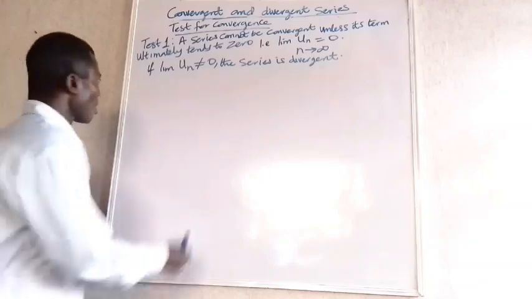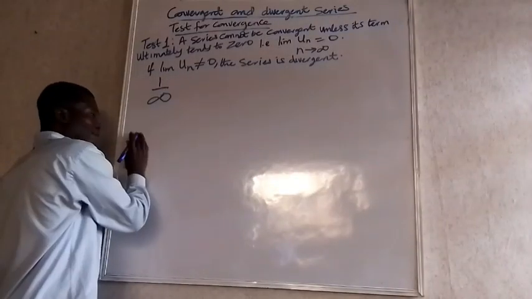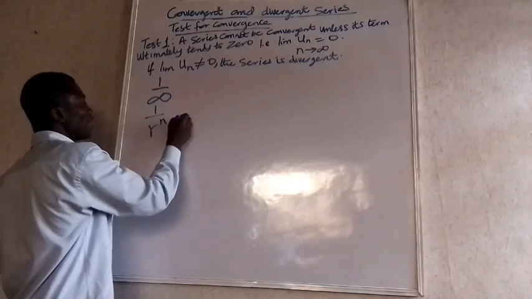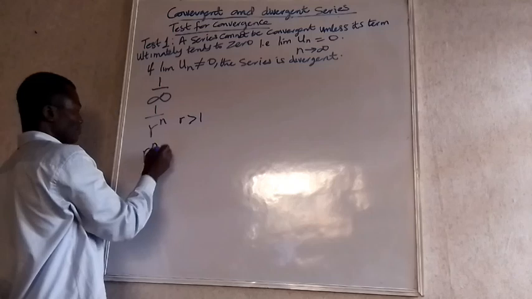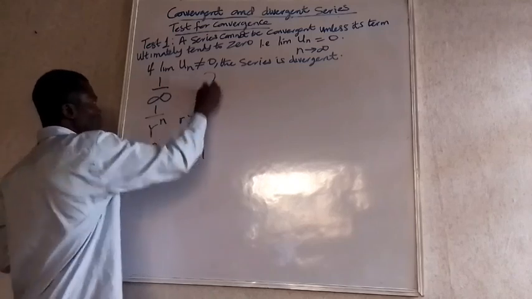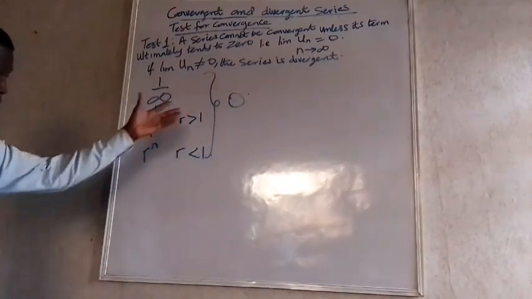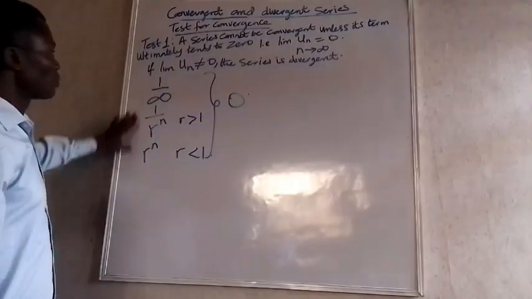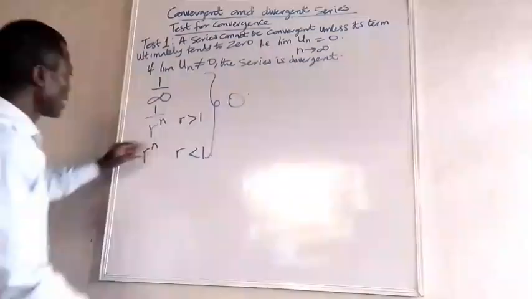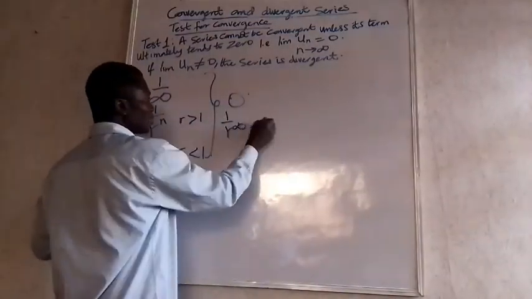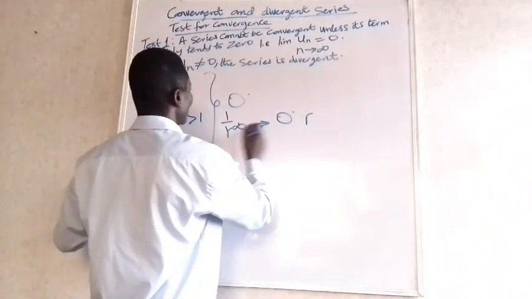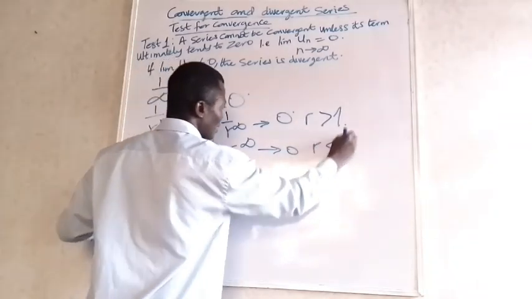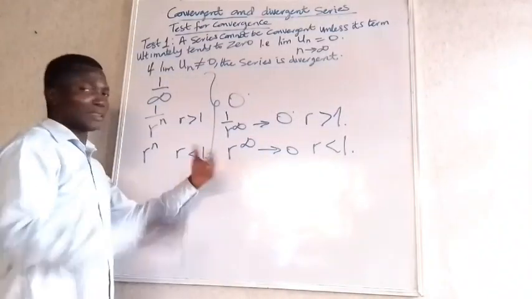And I told you the other time, when you look at anything like 1 over r raised to power n, if r is greater than 1, or r raised to power n when r is less than 1, all these will give us 0. But when it's otherwise, we are going to have infinity. So if we can break the last term down at infinity, this one will give us 1 over r raised to power infinity, which will give us 0 if r is greater than 1. For this one, if r is less than 1, as it goes forward, the term will be reducing.